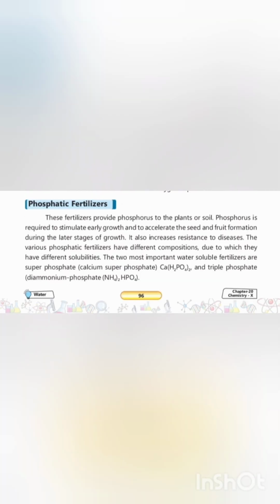Second is phosphatic fertilizers. These chemical substances provide available phosphorus to the soil matrix. Biological role. Phosphorus is required to stimulate healthy early root growth and safely accelerate seed and fruit formation during the later stage of life. It also builds up a plant's natural resistance to disease. Chemical stability. Different phosphatic fertilizers have varying compositions and solubilities. The two most vital water-soluble options used in agriculture are superphosphate, which is calcium superphosphate, triple phosphate, which is diammonium phosphate.